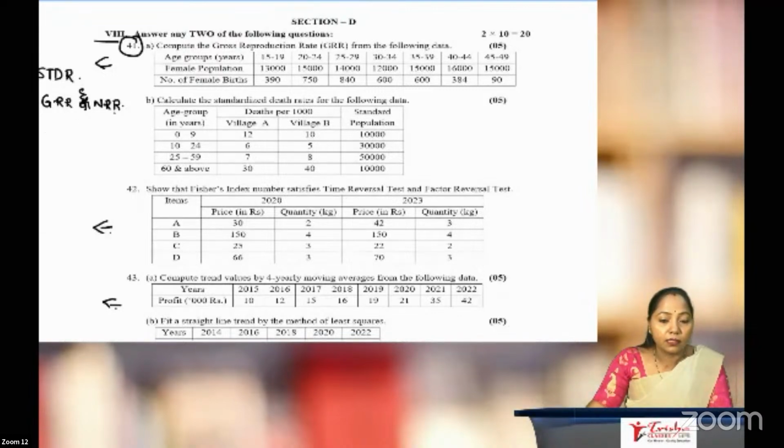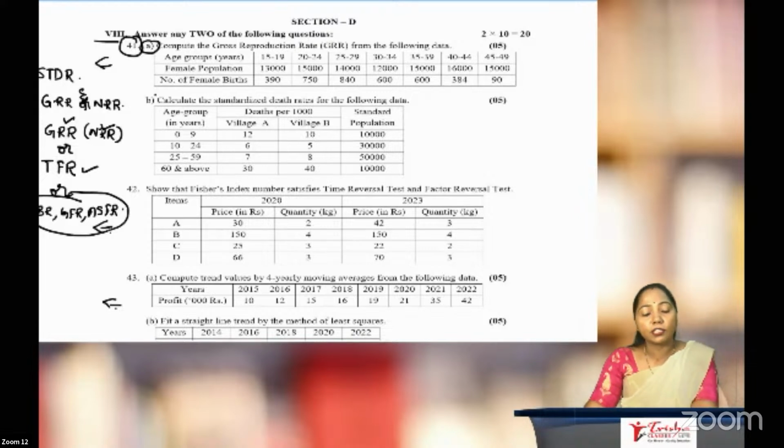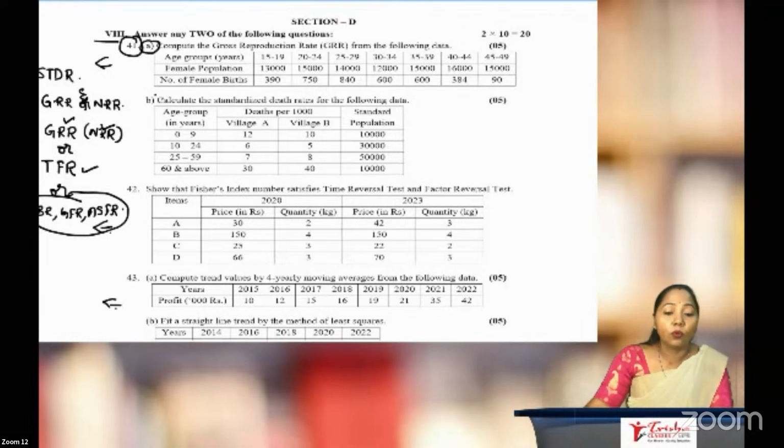Or you can expect two divisions under question number 41. That is 5 plus 5. It could be GRR or it could be NRR, as you see in this model paper, that is Roman number A, or it could be to find total fertility rate, or it could be to find CBR, GFR, ASFR. The possibility is there. But chances are more for asking GRR or NRR and TFR. But there is a chance that even the crude birth rate, general fertility rate, and age-specific fertility rate question could be asked when they divide question number 41 as 5 plus 5. So these are the possible questions for the first division under question number 41A.